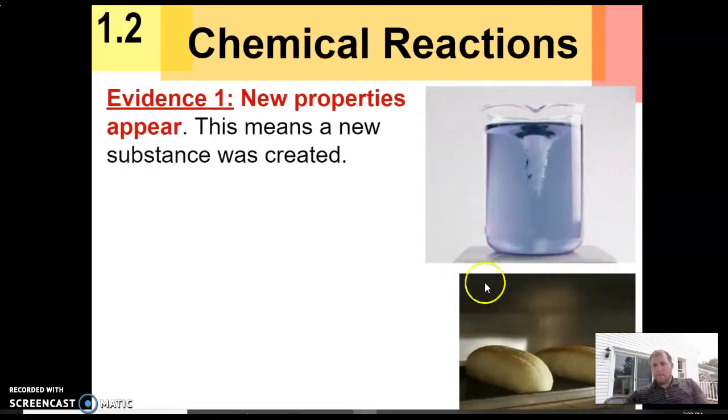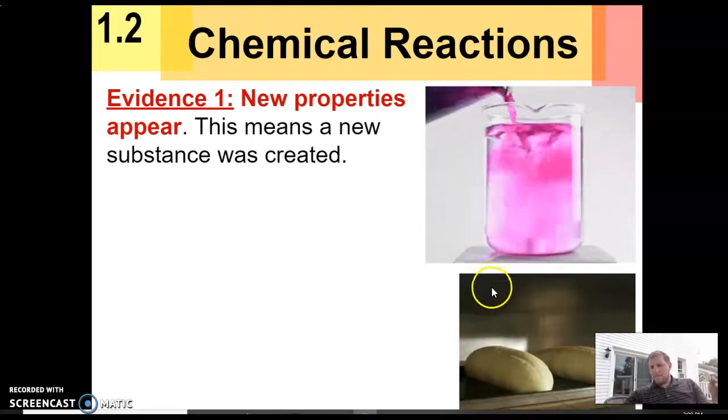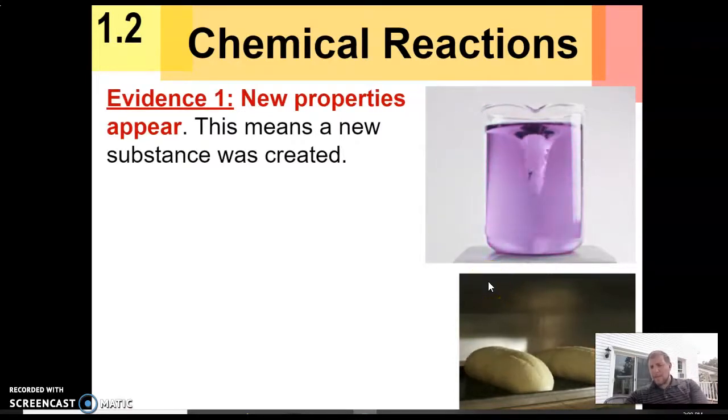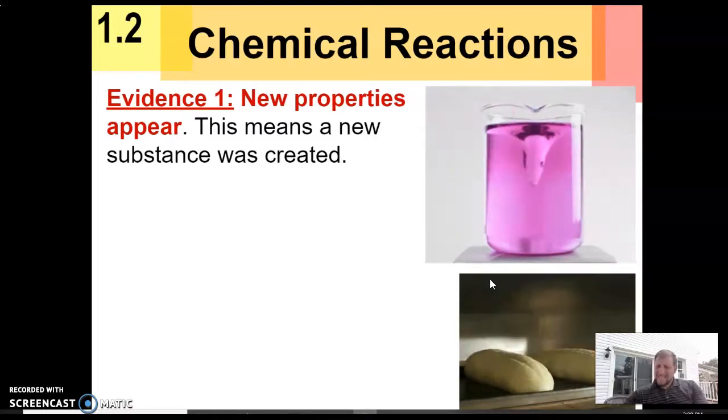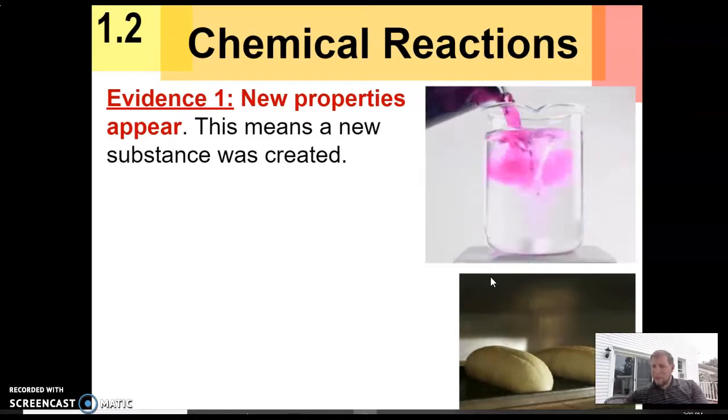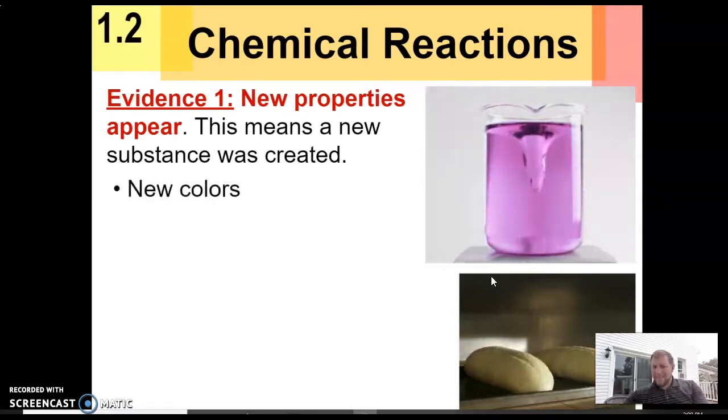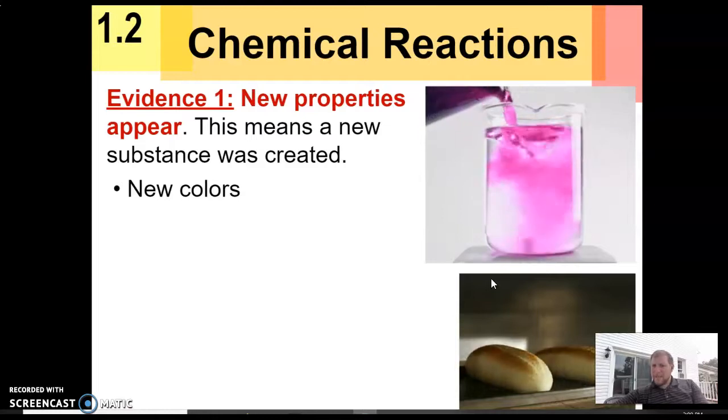New properties appear. Remember, every substance, every combination of atoms has its own properties, its own color, its own taste, its own density. So if you see new colors appearing or new smells appearing, well, then you know what? That's probably because there are new substances being created. Very few substances change color. When you see something changing color, that's because something new is being produced.